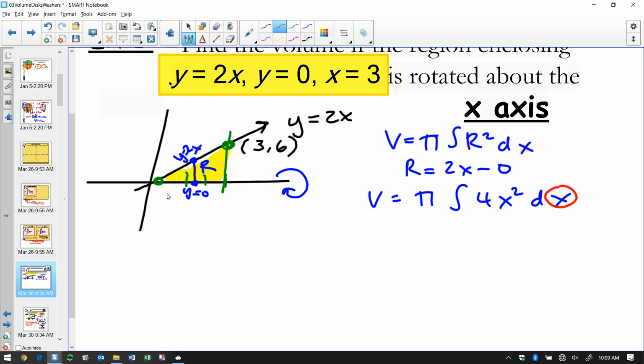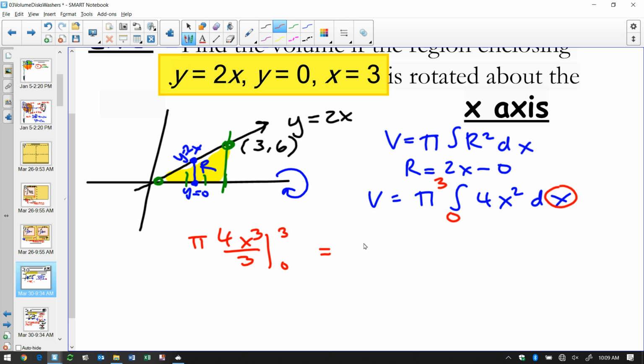So I go look at my shaded region and find the lowest x value. What's my smallest x value? 0. And this intersecting point is 3, 6. What's my highest x value? 3. And so there's my integral. If I integrate it, this would be pi times 4x cubed over 3 from 0 to 3.